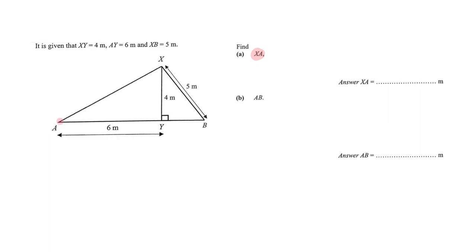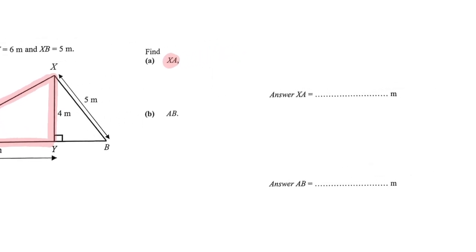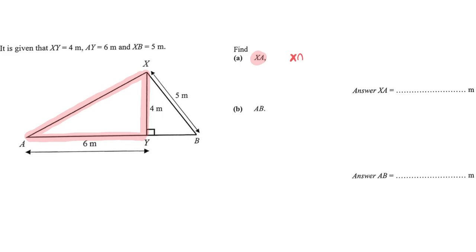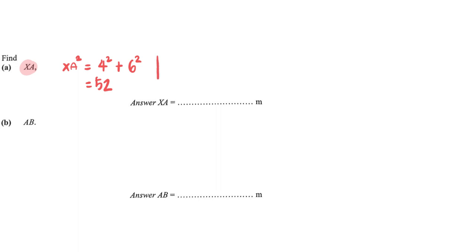So in order to find XA, I'm going to focus on this red color right angle triangle and apply my Pythagoras theorem. Then I would have XA squared is equal to 4 squared plus 6 squared, the sum of the other two sides that make the right angle. So this will be equal to 52, and therefore my XA is simply the square root of 52.